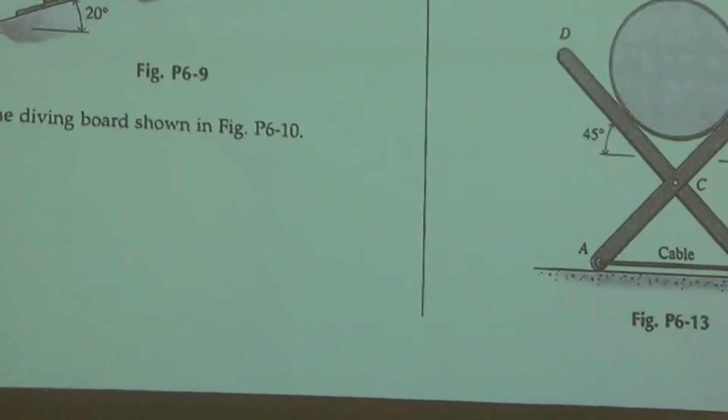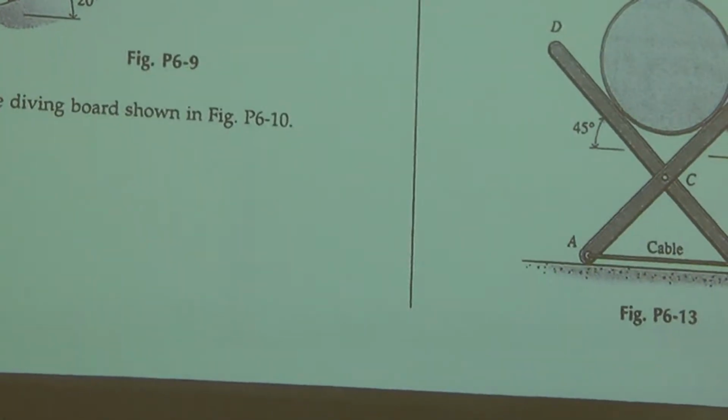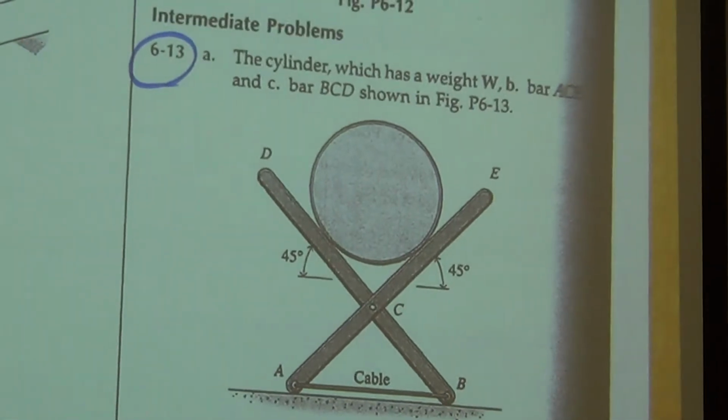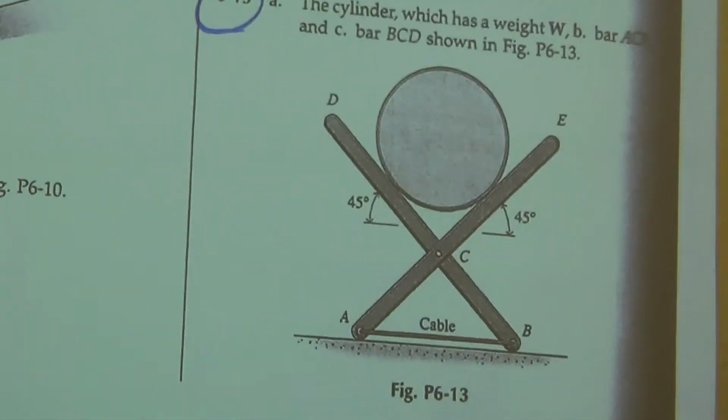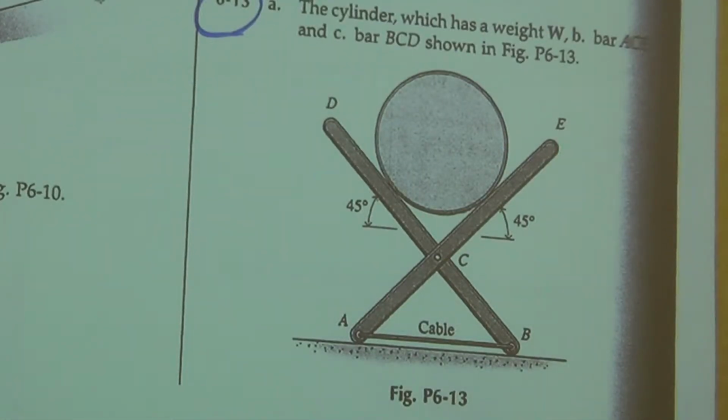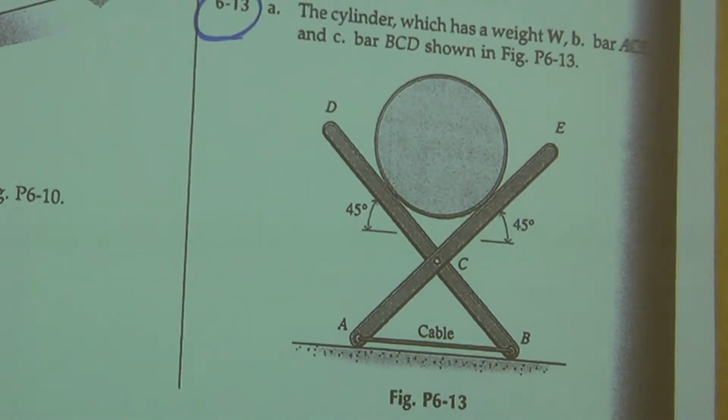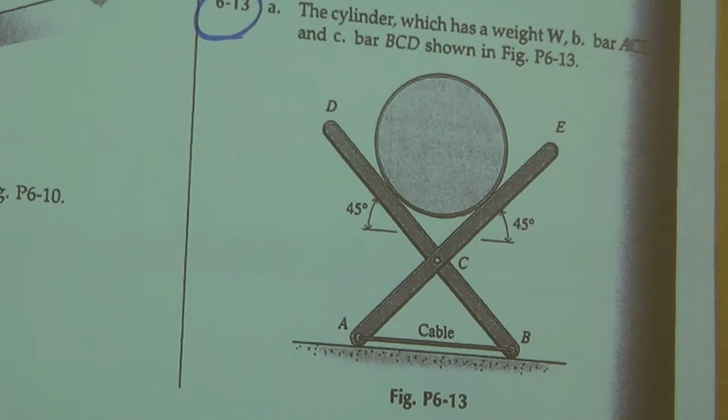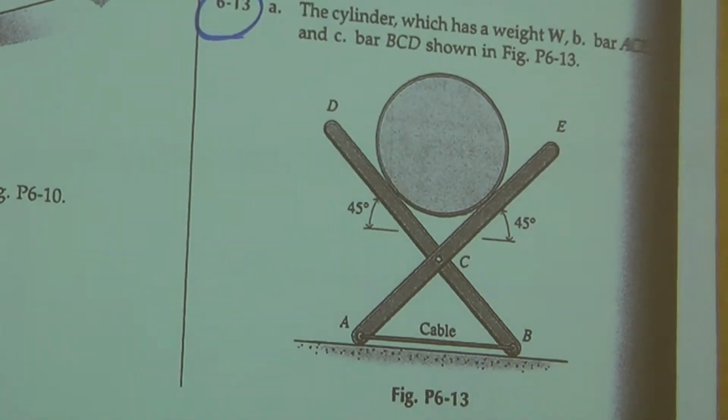Okay, next one. 13. This is a big one. They want you to draw a free body diagram of the bars and a free body diagram of the cylinder. And this is very much like what we did way back at the beginning of the course. We kind of did this problem already in a way. Let's draw it on the other side. Actually, we don't need two screens.